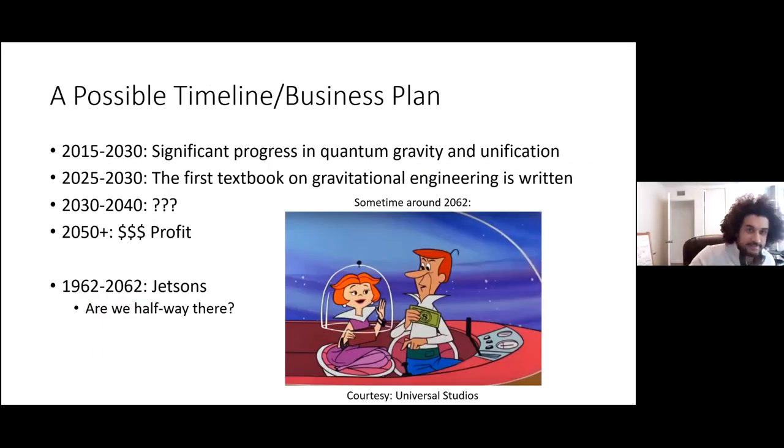So just to give you a possible timeline about how things could work, maybe in the next decade, there's going to be significant progress in understanding quantum gravity and unification. Who knows? Maybe there could be some legitimate textbook that's actually written on how to combine quantum mechanics with gravity to do something like metric engineering for these types of applications. Who knows where that'll lead? But maybe it'll lead to profit in the future.